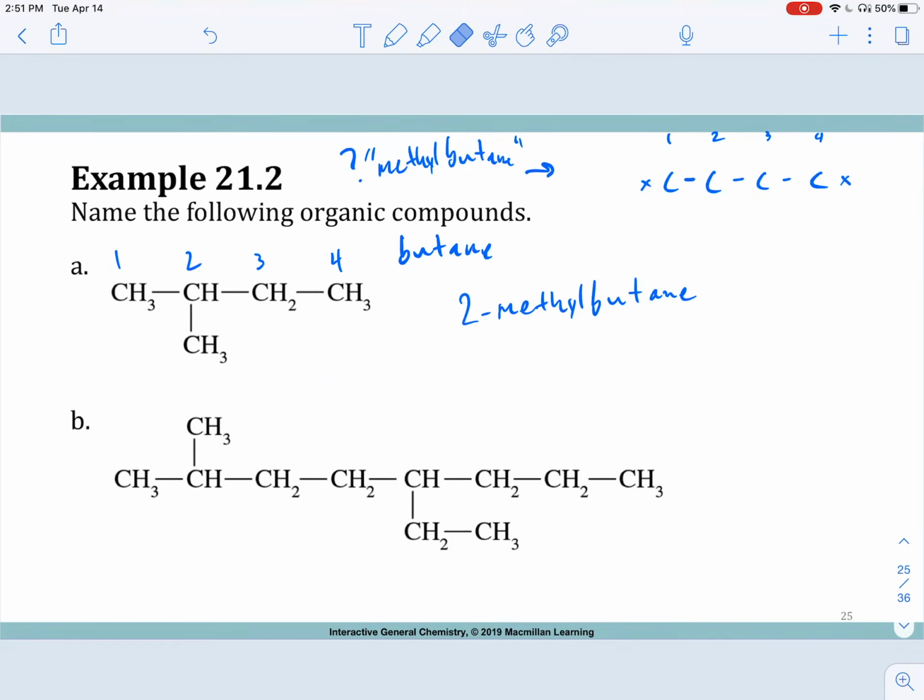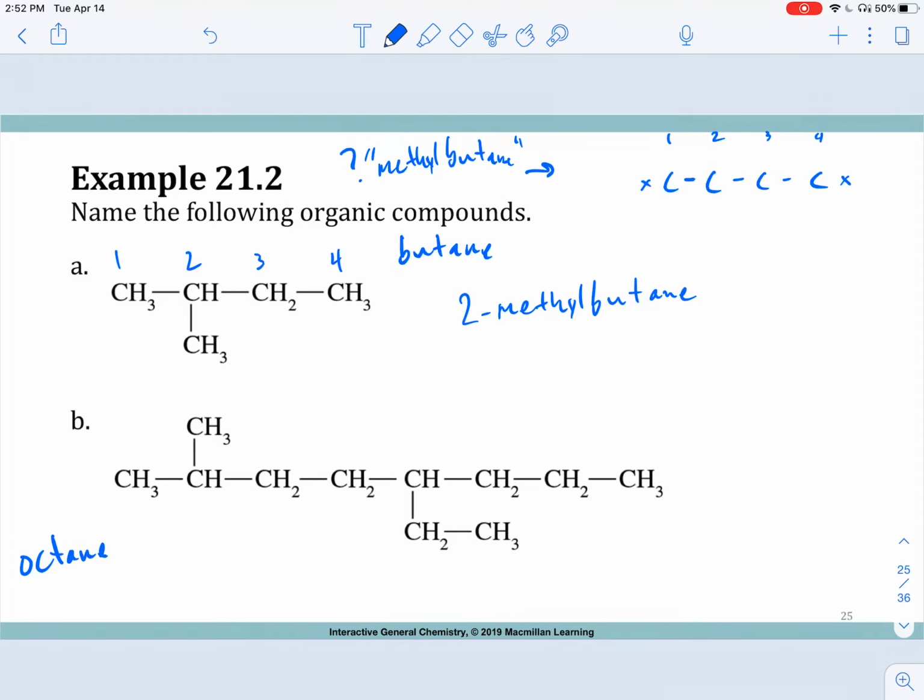Let's check out this next one. How many do I have here? Well, let's see the longest chain that I can form. So if I just look at this one in the middle, 1, 2, 3, 4, 5, 6, 7, 8. Let's try to use this as my chain. Maybe 1, 2, 3, 4, 5, 6, 7. No. What about 1, 2, 3, 4, 5, 6, 7? Nope. So yeah, this is my longest chain. So this is an octane. Jot that down over there.